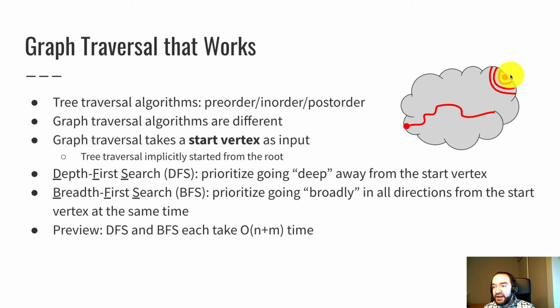Breadth first search has a different approach. It also has a designated start vertex, and we visit that vertex, and then all of the vertices nearby, and then all of the vertices a little further away, and then a little further away in this kind of spiraling outward approach that is broad or achieves breadth of coverage early on.